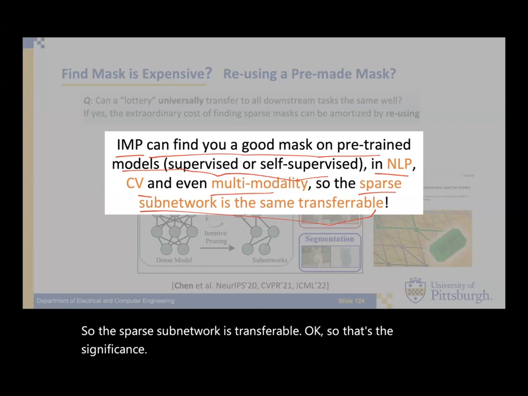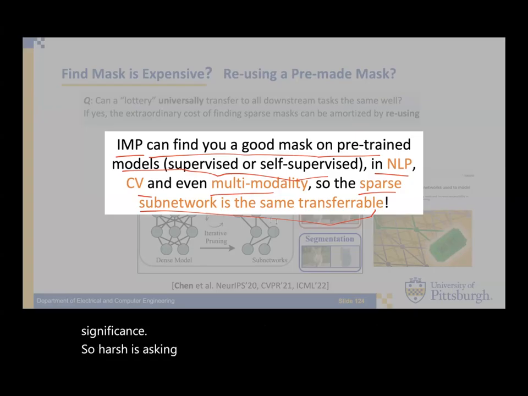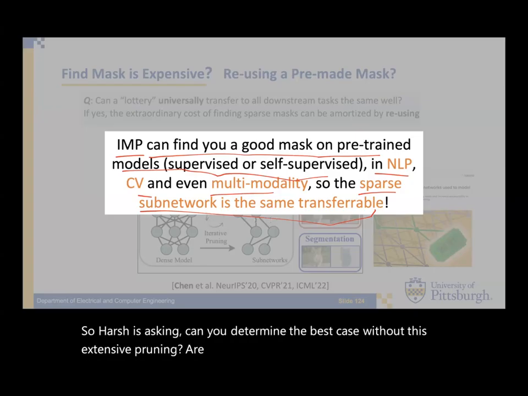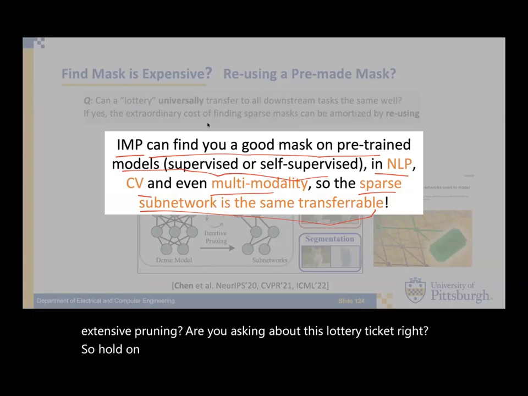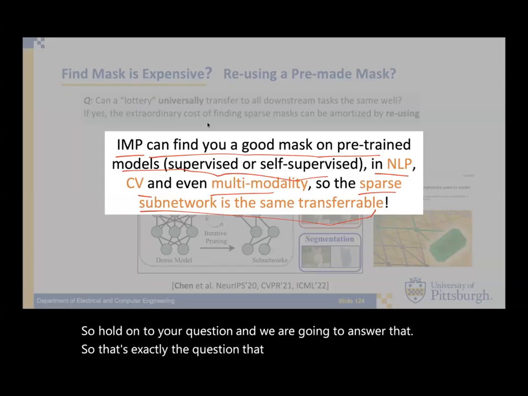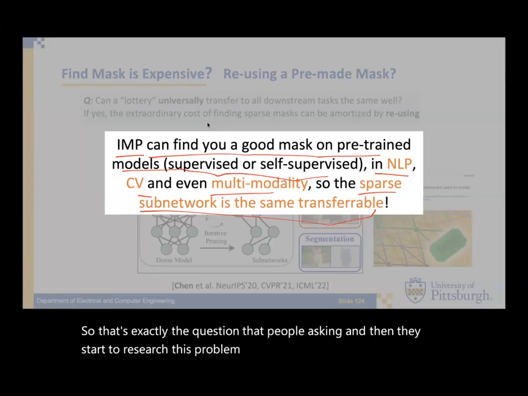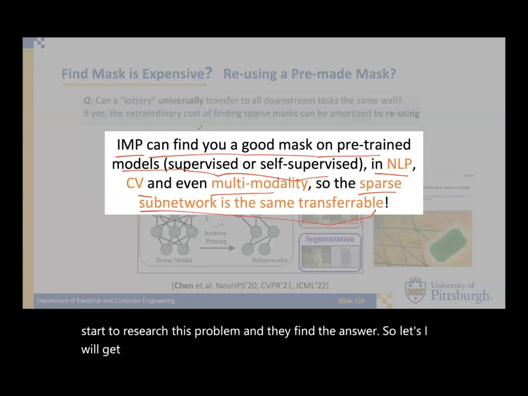So Harsh is asking, can you determine the best case without this extensive pruning? You're asking about this lottery ticket, right? So hold on to your question, and we are going to answer that. That's exactly the question that people are asking, and they started to research this problem and found the answer. I will get to that soon.